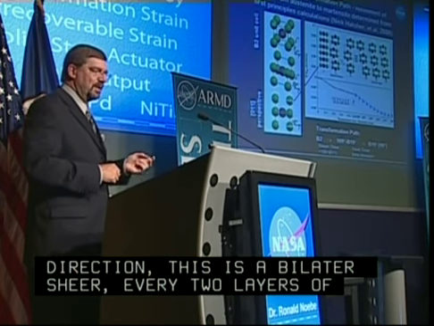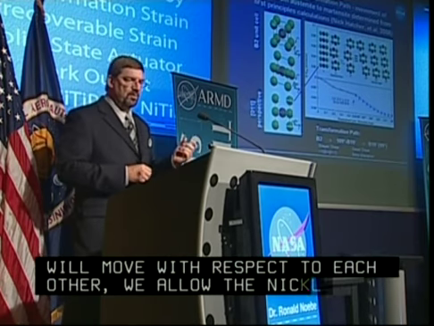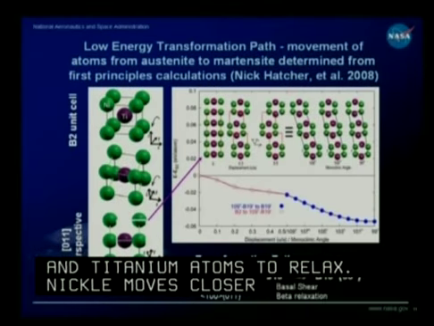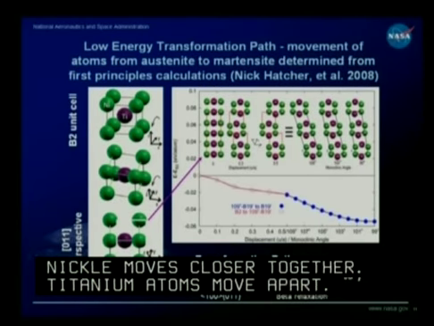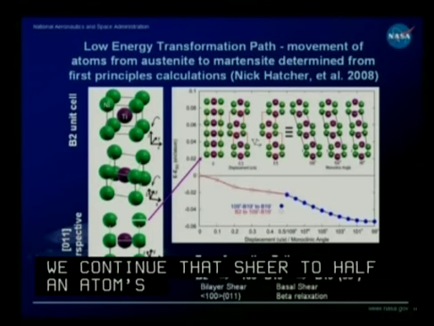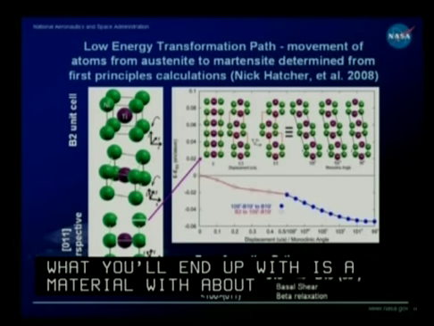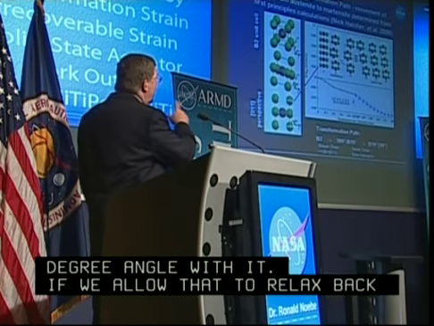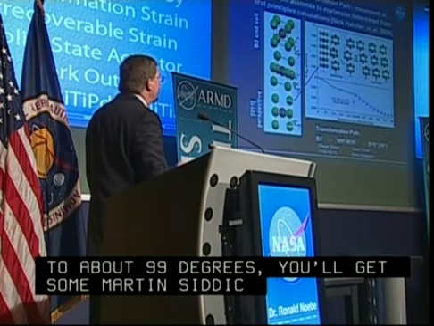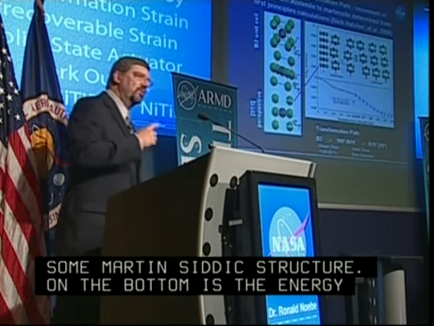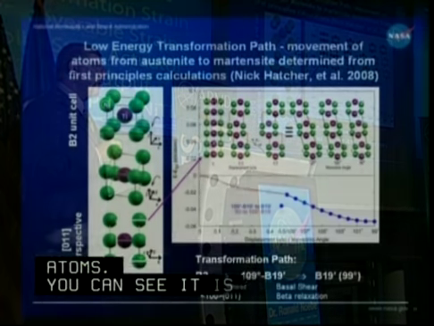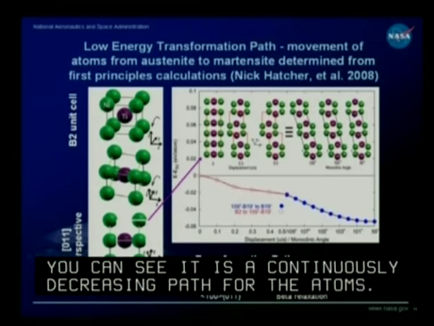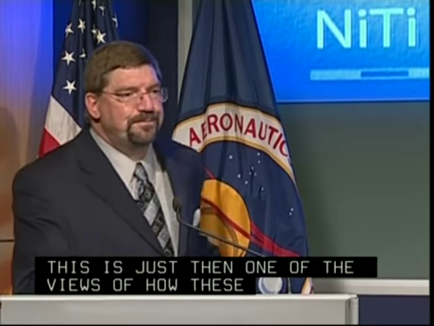And we allow the nickel atoms and titanium atoms to relax. Nickel move closer together, the titanium atoms will move apart. And we continue that shear to about a half of an atom spacing. What you'll end up with is a material with about 109 degree angle with it. Then if we allow that to relax back to about 99 degrees, you'll get the martensitic structure. On the bottom is the energy for that particular movement of atoms, and as you can see, it's a continuously decreasing barrierless path for the atoms, and this is just then one of the views of how these atoms actually move. Now, if we can have the next slide.